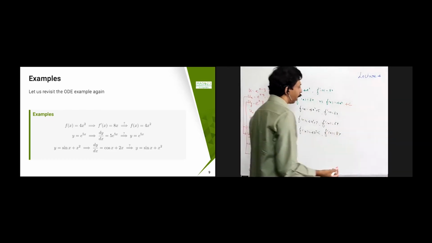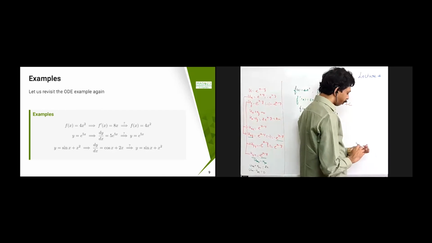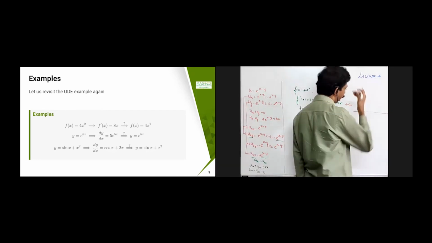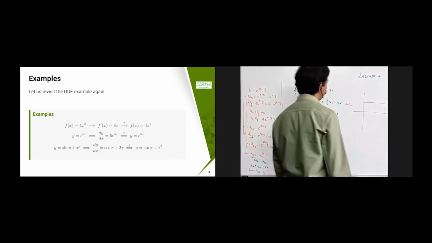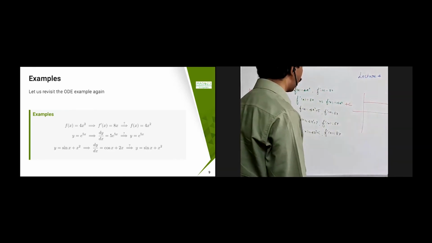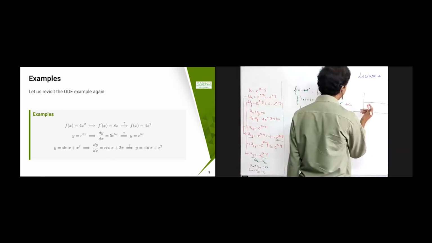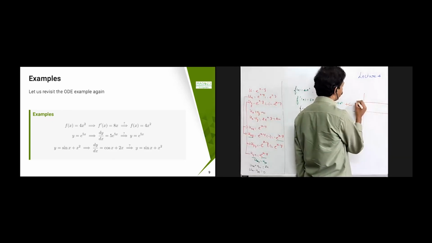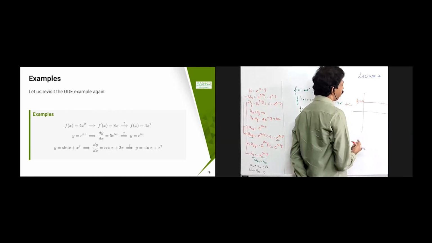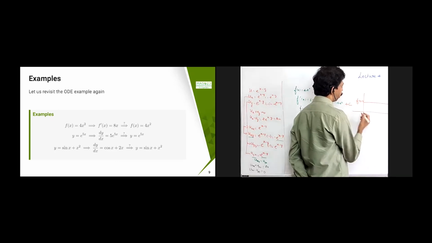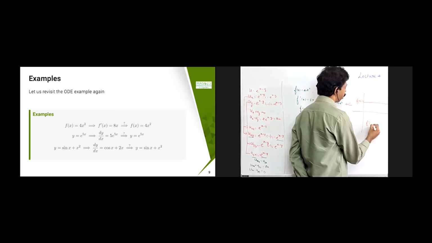For example, you can take that. If I take some constant curve, then what is f dash of x going to be? So it's a constant curve. Let's take f of x equal to 1. In that case, the derivative is going to become 0. f dash of x is going to become 0.